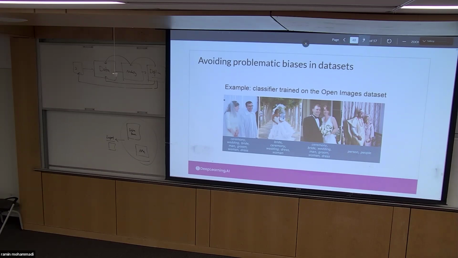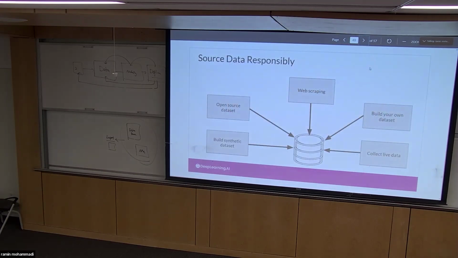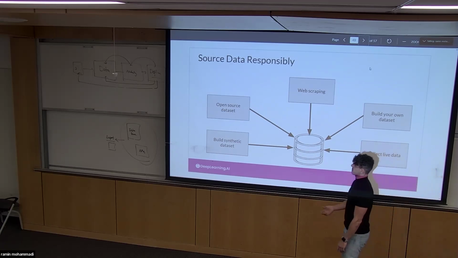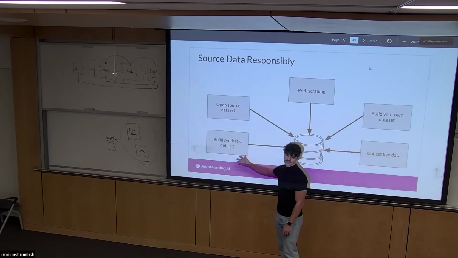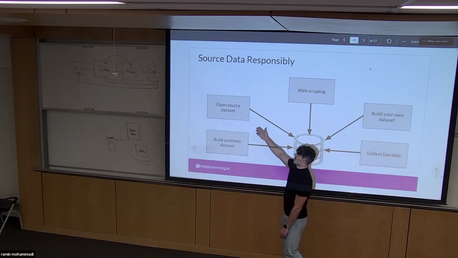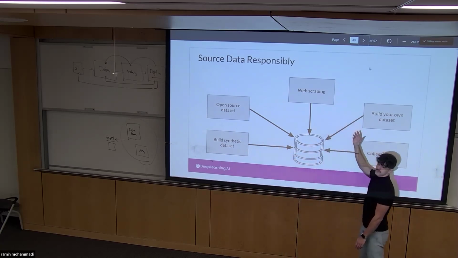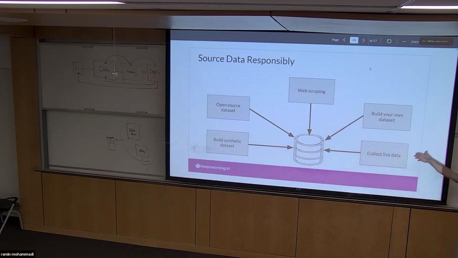Another thing is that when you source your data, be sure that you source it responsibly. If your data comes from different places, you can build synthetic data. I think one of the groups wants to do that. You can find an open source dataset. You can do web scraping. You can build your own dataset that is not synthetic. Or you could collect live data. There are different ways that data could come, and each of those has its own challenges because normally you don't have labels for lots of this data.